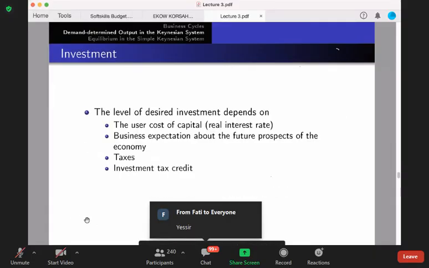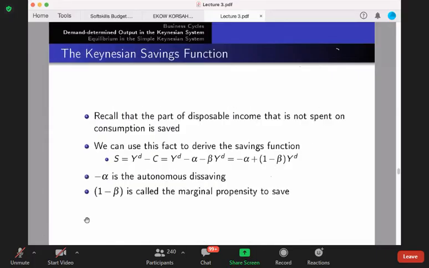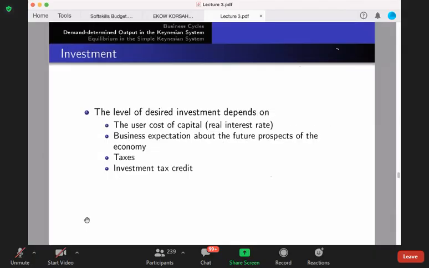Now let's look at the level of desired investment. There are some other things here. For instance, MPS, marginal propensity to save, plus MPC, marginal propensity to consume, should be equal to 1, and that kind of thing. Don't worry too much about it now. Okay, now let's move to investments.